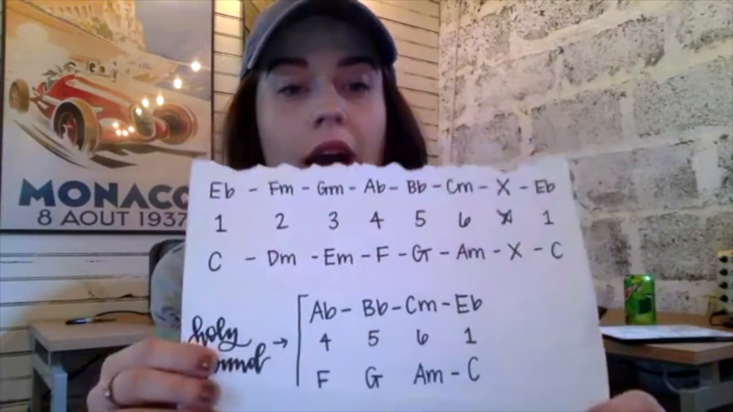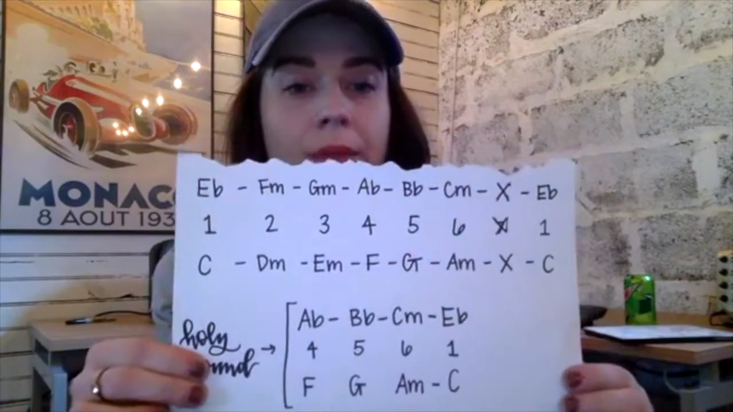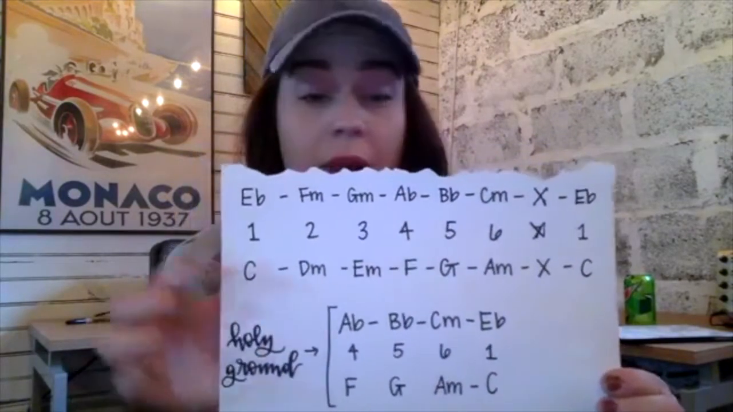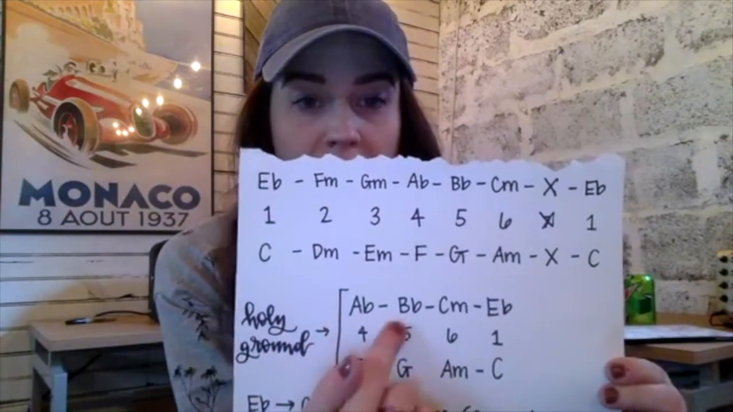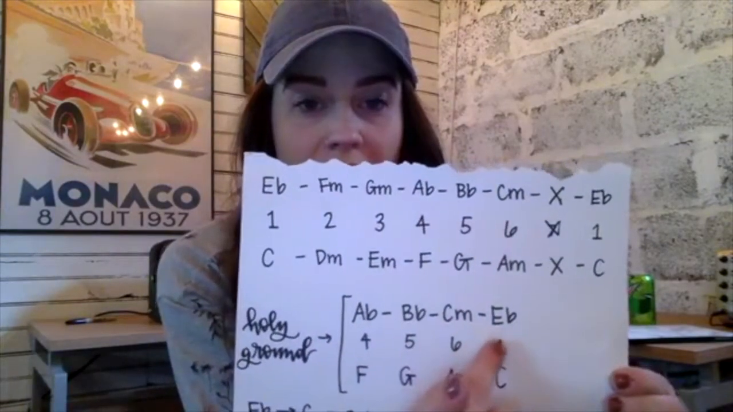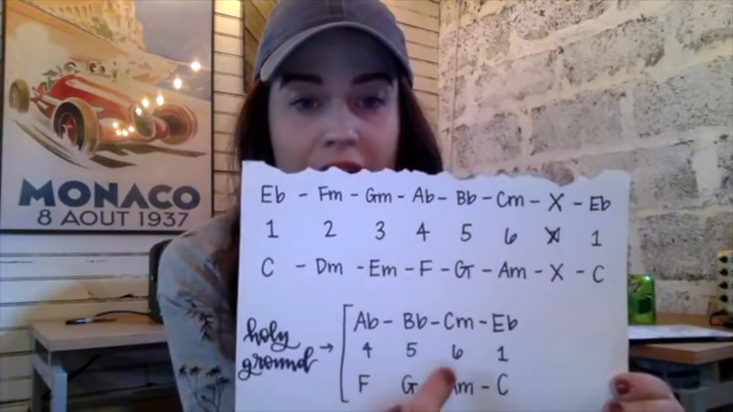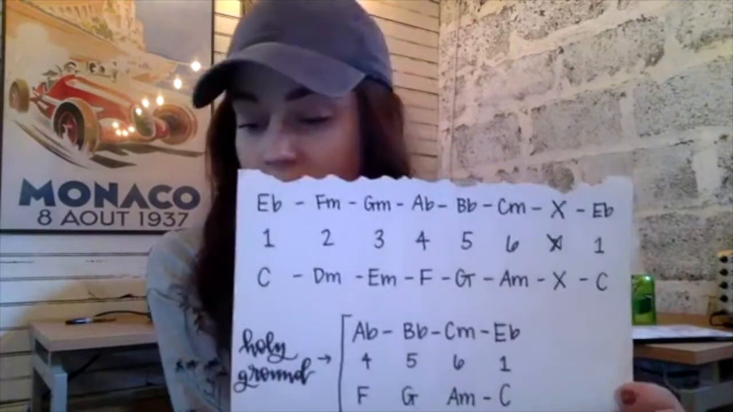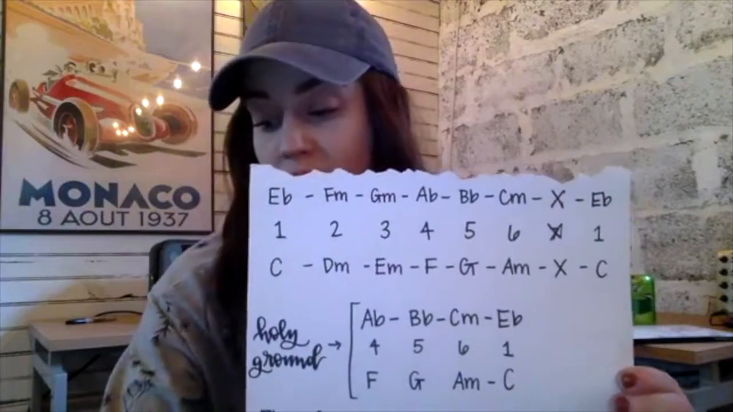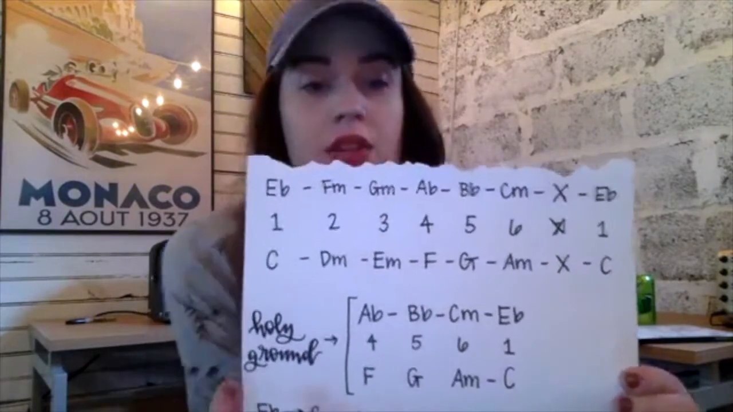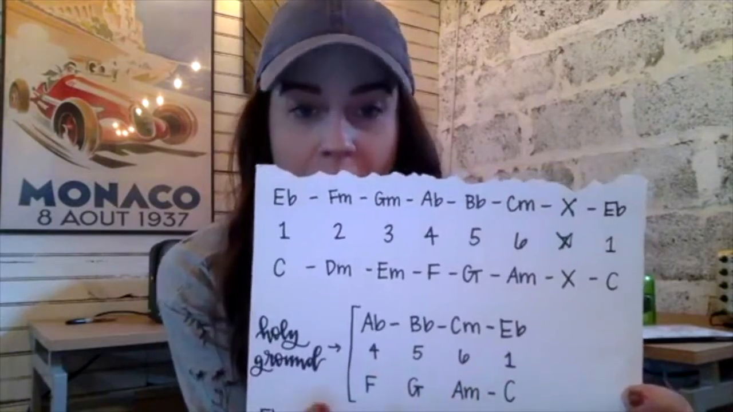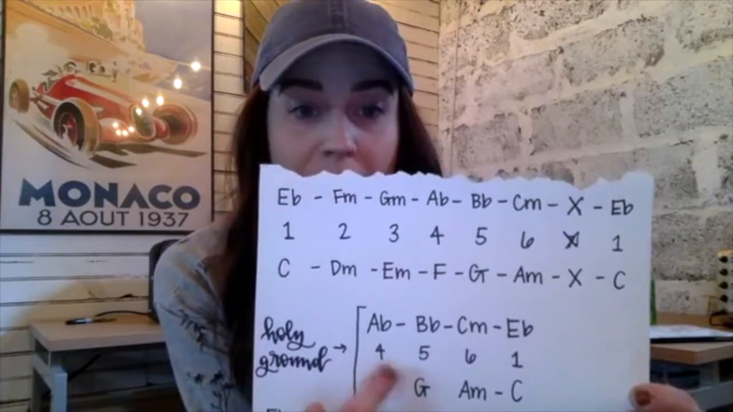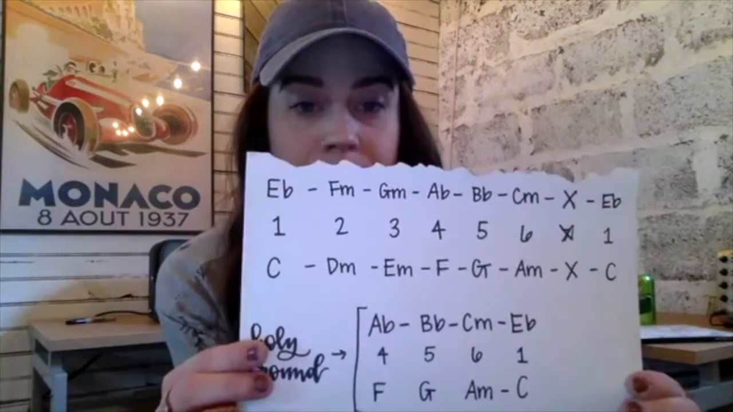Okay, so Holy Ground, for example, the whole song, again, I picked 4-chord songs, goes A flat, B flat, C minor, E flat. So that is 4, 5, 6, 1. The other song that I showed you, Waymaker, is 4, 1, 5, 6. So again, it's not always going to be the same number progression, okay? This one just happens to be 4, 5, 6, 1.